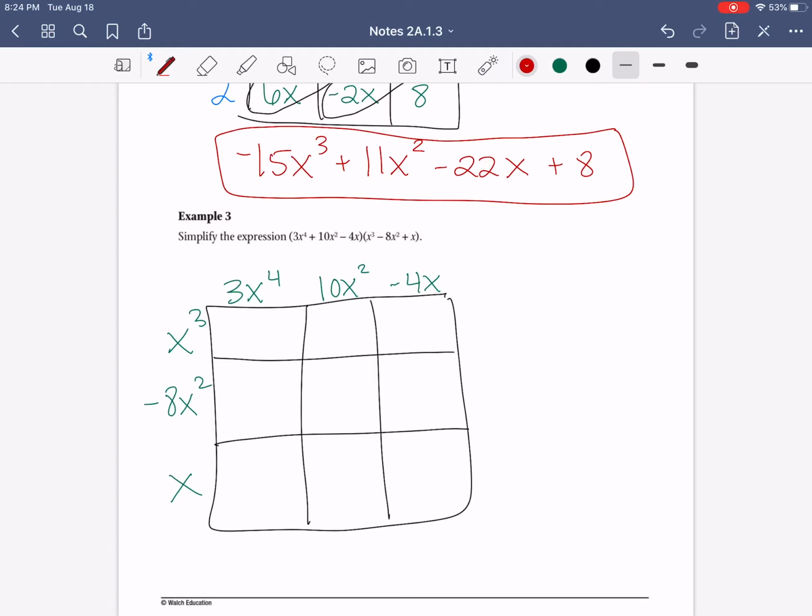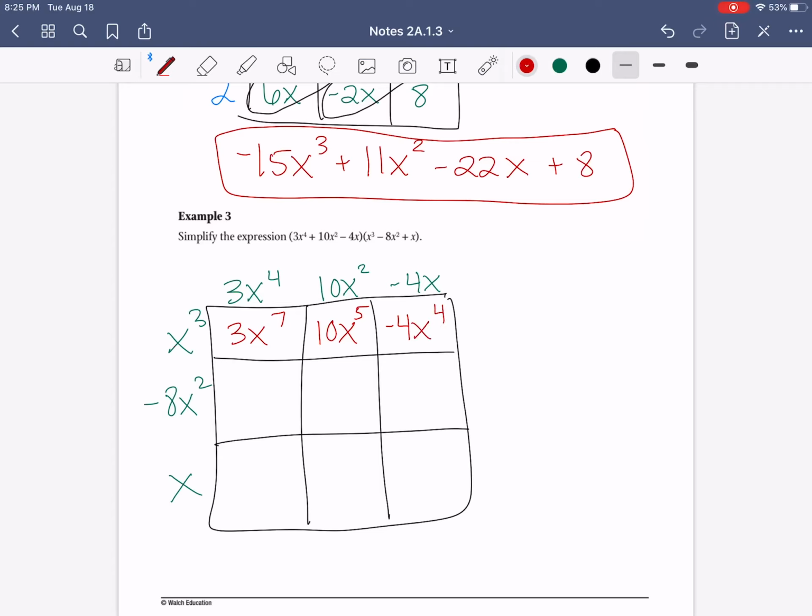Anytime it's like just an x cubed or an x, there's technically a 1 there. So x cubed times 3x to the fourth, 3x to the seventh, because 3 times 1 is 3, and then add the exponents, 3 plus 4 is 7. X cubed times 10x squared, you multiply the 1 and the 10 is just 10. Add your exponents. 3 plus 2 is 5. X cubed times negative 4x. Well, you just keep the negative 4. X cubed times x becomes x to the fourth.